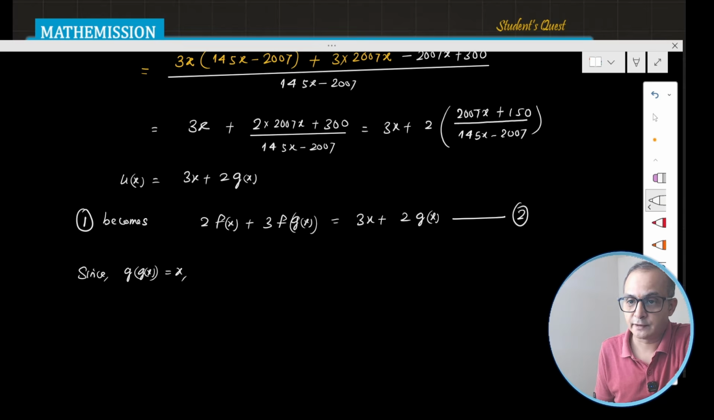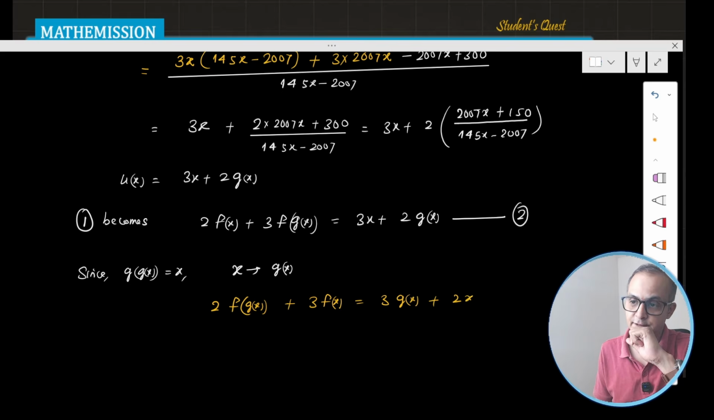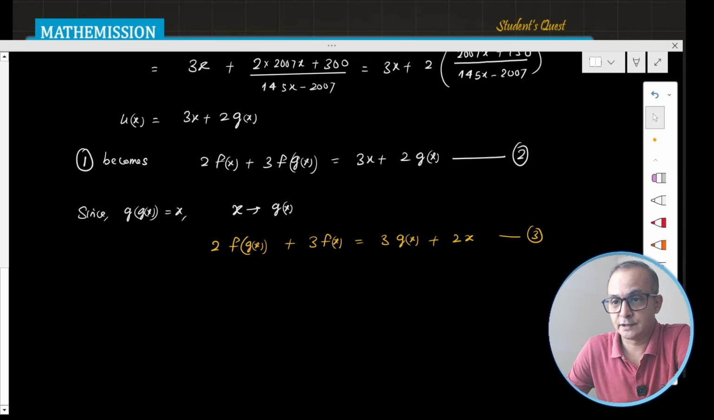So I'm substituting in this equation x with g(x). If I substitute x with g(x), equation number 2 will become twice of f of g(x) plus thrice of f of g of g(x), which will become f(x) because g of g(x) is x. On the right side, this is 3 of g(x) plus twice of g of g(x), which is again x. This is the third equation. Now using the second and third, we have to find f(x).